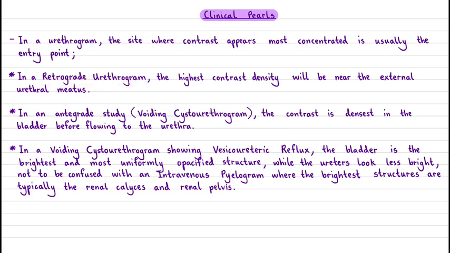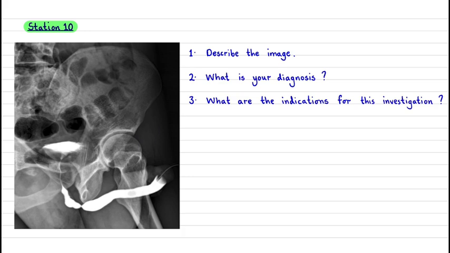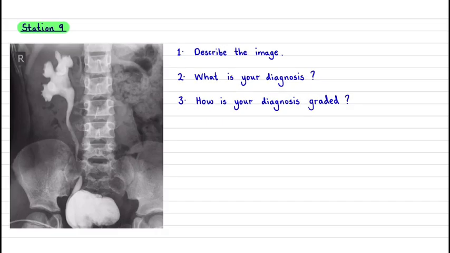So this is a retrograde study because the contrast is injected in a retrograde direction with respect to how the urine flows. Basically this is what I was talking about. This picture right here is showing a retrograde urethrogram. As you can see, the catheter is right here and the contrast is being injected in a retrograde fashion all the way up into the bladder. And then this is a voiding cystourethrogram, meaning the contrast is injected directly into the bladder. As you can see, the contrast is densest in the bladder before flowing out to the urethra and any other structure.